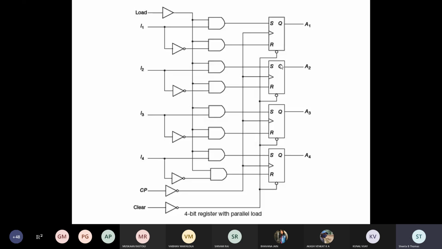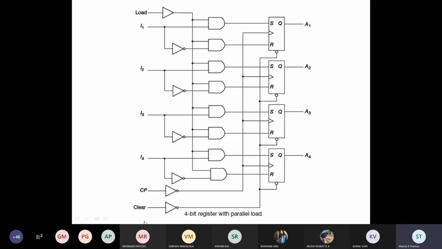When S is equal to 1, R is equal to 0, that means set state, S will be transferred to Q. Am I right? When S is equal to 0, R is equal to 1, that means there is reset. When both are 1, that means invalid state, ma'am. Okay, these are the 4 possible conditions for the RS flip-flop. So what is important for us? Either one of 0 or 1.